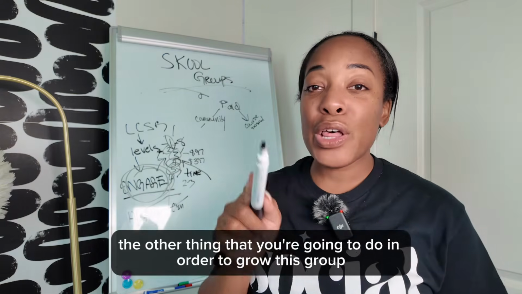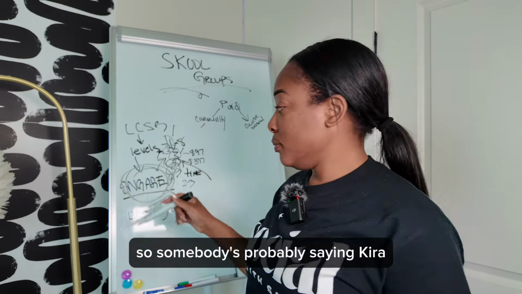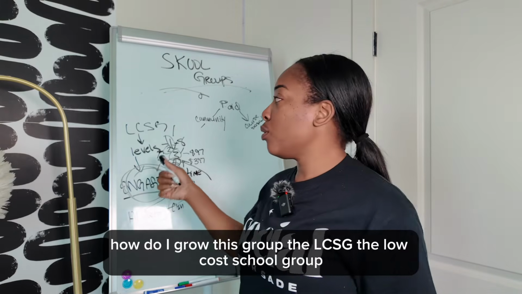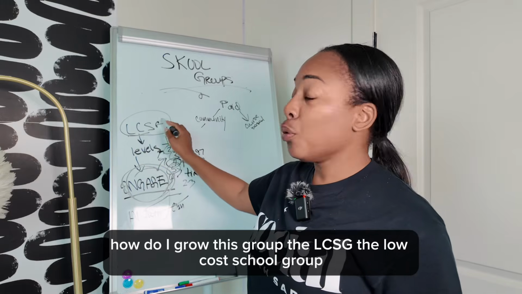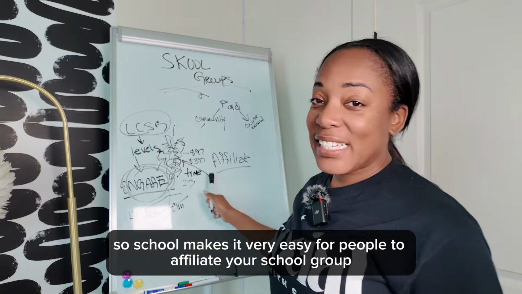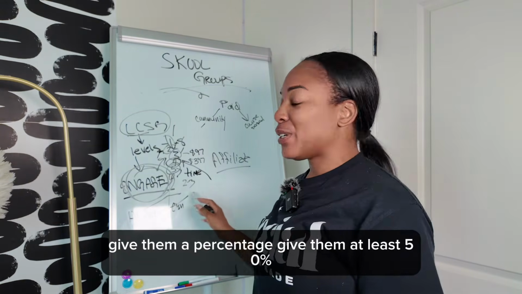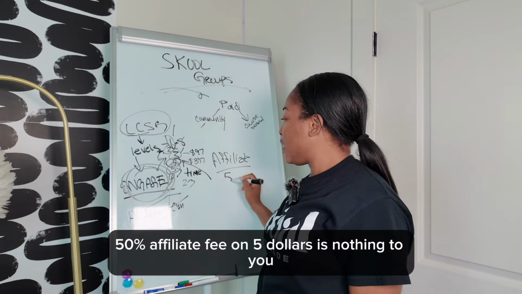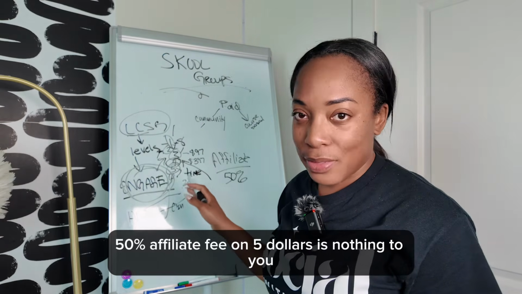The other thing that you're going to do in order to grow this group, so somebody's probably saying, Kira, how do I grow it? How do I get people in there? How do I grow this group, the LCSG, the low cost school group? Y'all ready? Affiliates. So Skool makes it very easy for people to affiliate your school group. Give them a percentage. Give them at least 50%. A 50% affiliate fee on $5 is nothing to you.